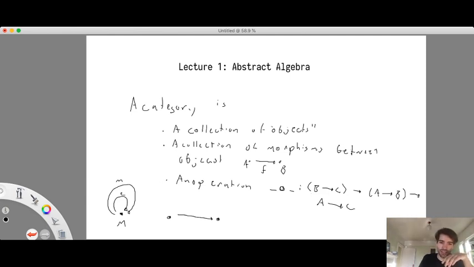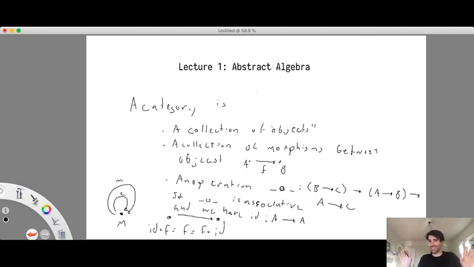Such that composition is associative. It doesn't matter where we put the parentheses. And we have an identity arrow, ID, A to A, and ID acts as identity to composition. So for any F, ID compose F is equal to F is equal to F compose ID.